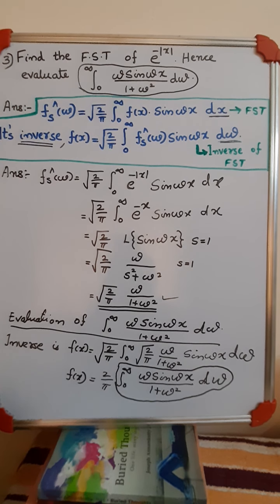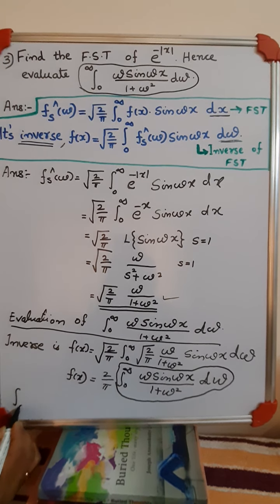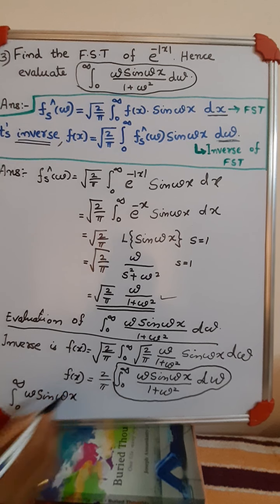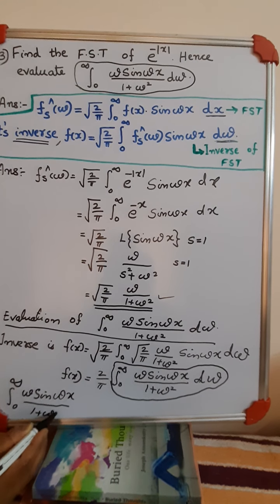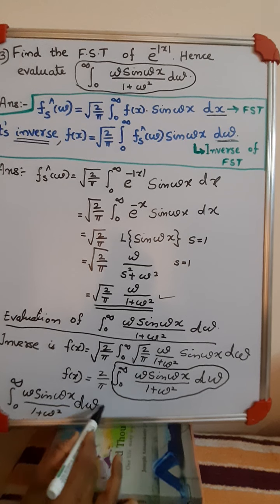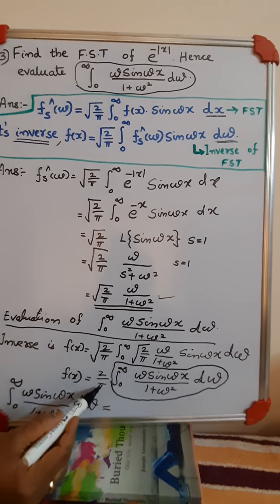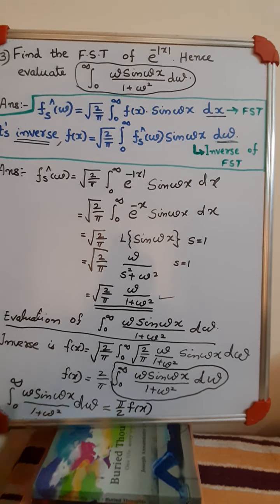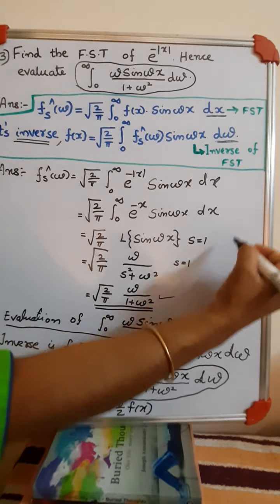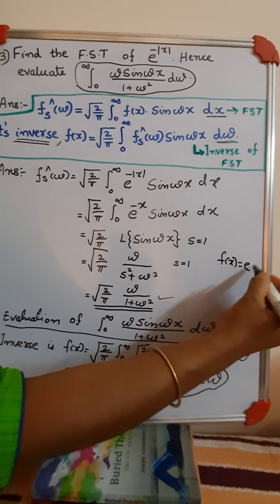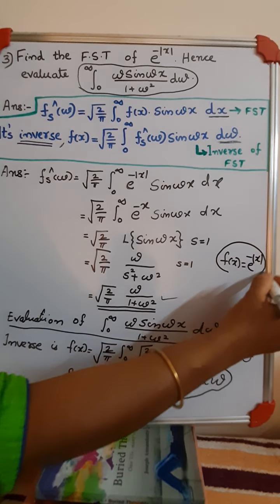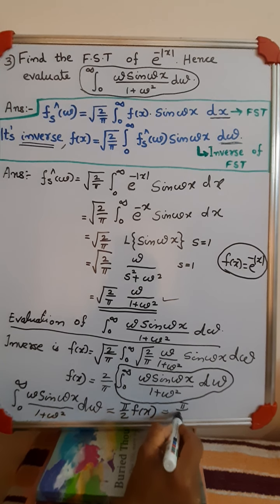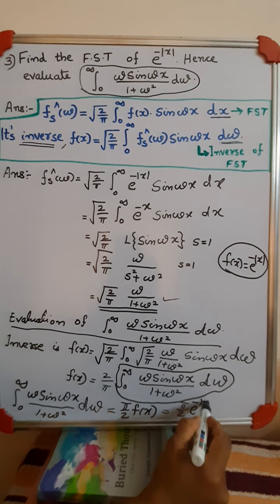So rearrange left hand side and right hand side. Therefore, integral 0 to infinity omega sin omega x divided by 1 plus omega square d omega is equal to, what is the result? Pi by 2 into f(x). Now what is f(x)? In this question, f(x) is equal to e raised to minus mod x. That is the given question. So we can conclude that the final answer is pi by 2 into e raised to minus mod x.